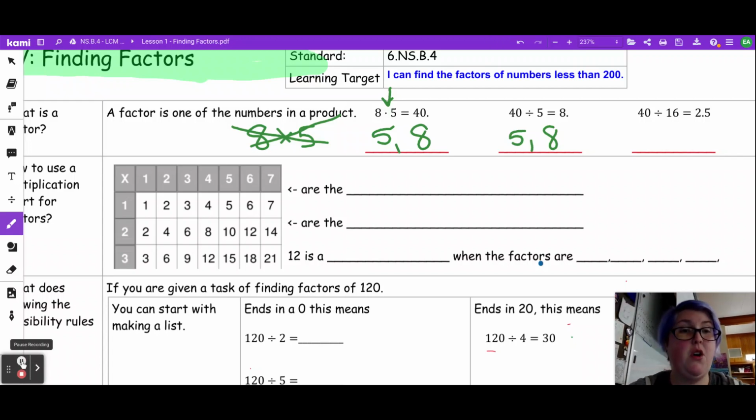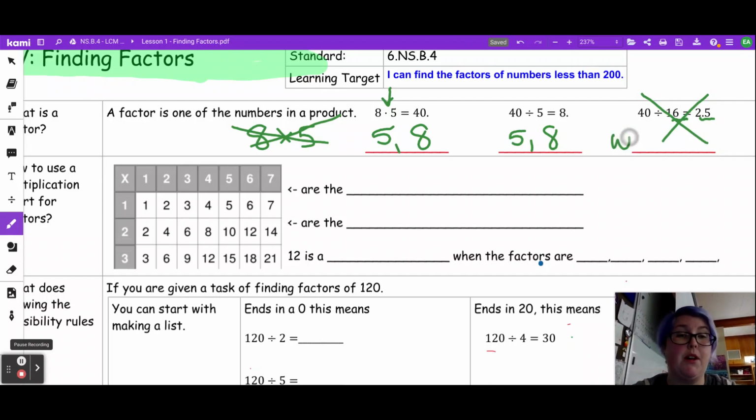Now, even though 16 and 2.5 look like they could be factors, this is not a problem that shows a factor. Factors have to be a whole number. So factors cannot be a decimal. They must be a whole number.